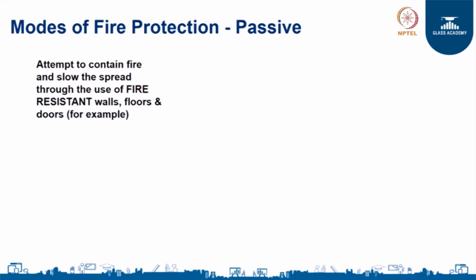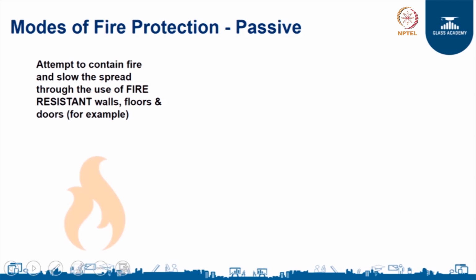It is very important, let us say in the example of a bank or a hospital or a data server room, to make sure that the fire is contained within the place where it has originated. So passive protection system involves the use of glass in fire resistant walls, floors and doors.